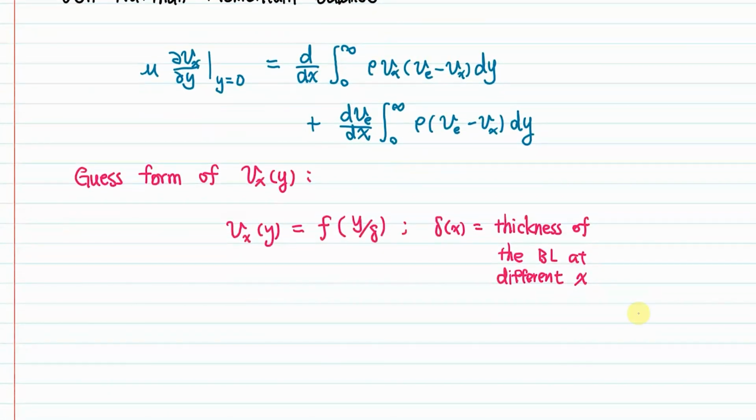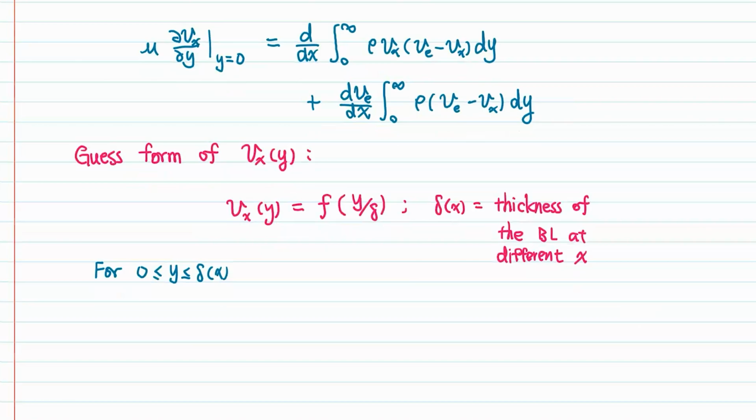So with that said, for y within the boundary layer, so between 0 and delta of x, we also know that there are some boundary conditions, right? So we know that v sub x at 0, which is at the surface, we have a no-slip condition equals to 0. And we also know that Vx at delta, which is at the outermost part of the boundary layer, we have Vx equals V sub e. Okay.